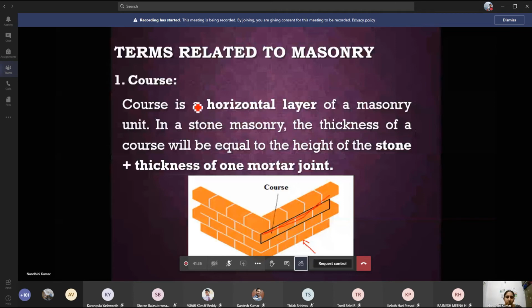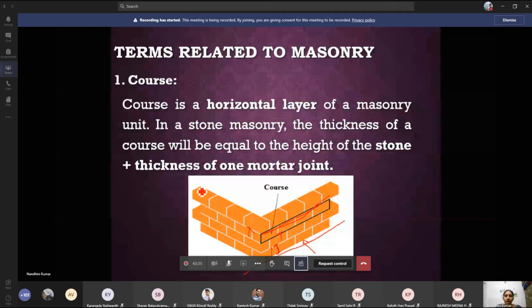In stone masonry, the thickness of the course will be equal to, how will you calculate this thickness? Here you will have the base floor. Imagine you have the base floor. Over that you place your brick, and over that you place your mortar. So you have to calculate the height of the brick along with the thickness of the mortar. Similarly here, height to this will be considered, that is height of the brick plus the thickness of one mortar. This is going to be a course.